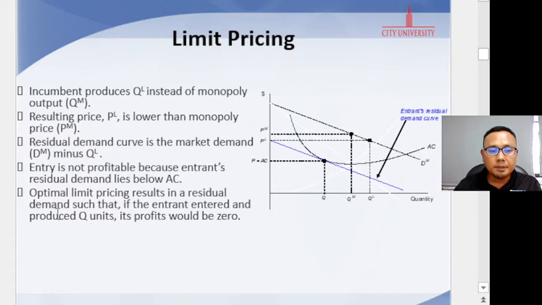Okay, optimal limit pricing results in a residual demand such that if the entrant entered and produced Q units, its profit will be zero. So there is no point for a new entrant to enter this kind of market because it will result in zero profit for them. Okay.